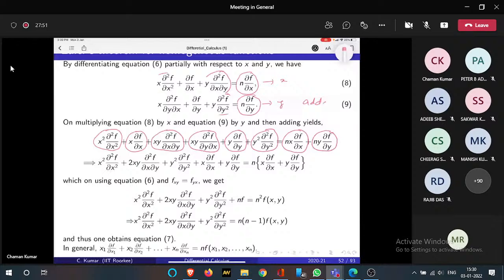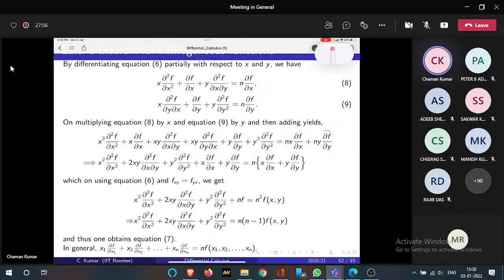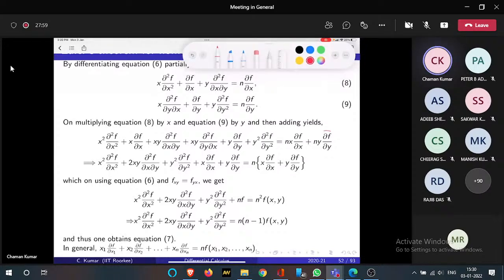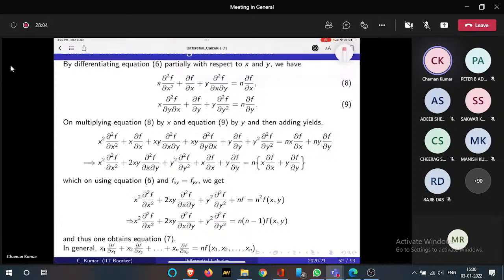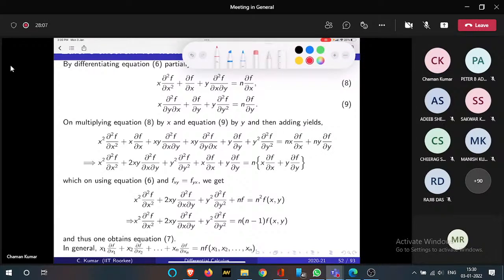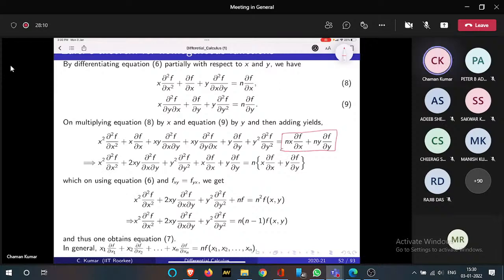And then you can gather the sum of the terms. So what you do is you can see that you can take n outside. Look at this term on the right hand side. You can take n outside, so you get this. This becomes your right hand side. And from the terms on the left hand side, you combine these two together, this term and this term.